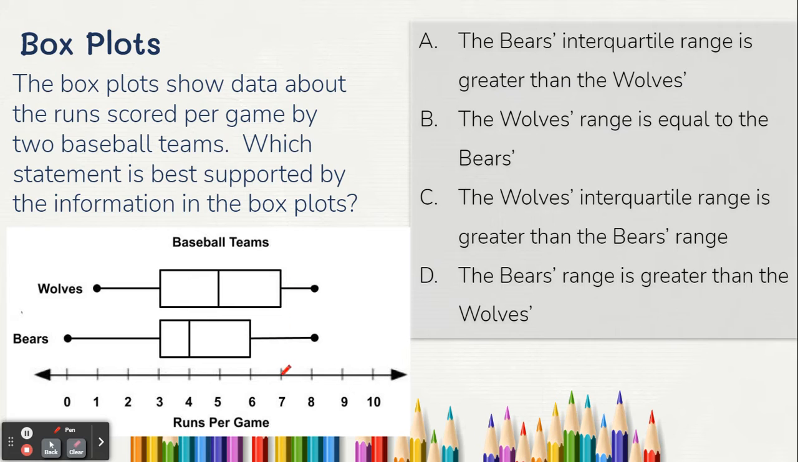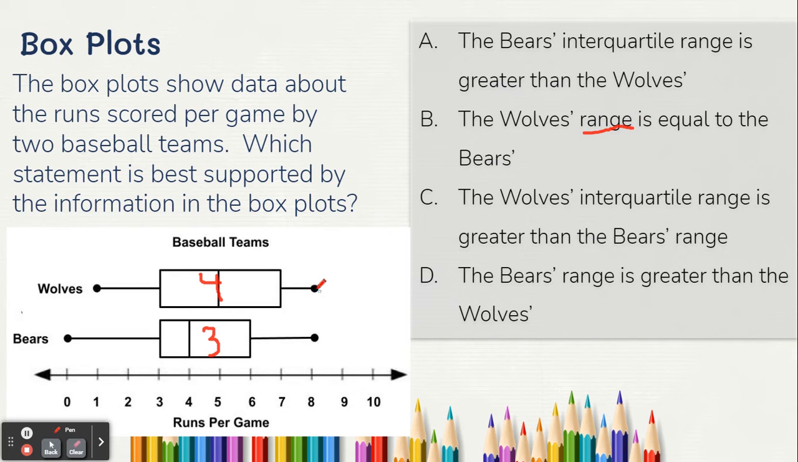So I'm going to look at the end of the box. That's 7 here, and the beginning of the box, that's 3 here. So 7 minus 3 would be 4. So my interquartile range for the Wolves is 4. For the Bears, it's from 6 to 3, so 6 minus 3 would give me 3. This says the Bears' range is greater than the Wolves', and that's not true, because this is 4 and this is 3. The next one says the Wolves' range, so now we're just looking at the range, is equal to the Bears'.